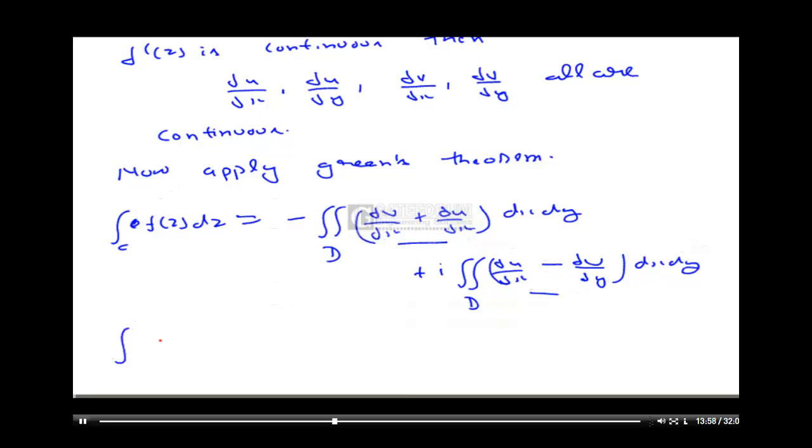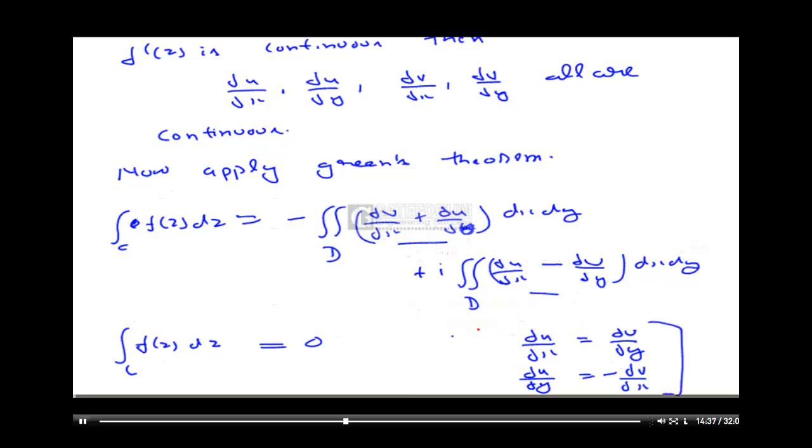So my integral of f(z) dz over C is equal to 0, because they satisfy the Cauchy-Riemann equations. On satisfying them, del u by del x is equal to del v by del y and del u by del y is equal to minus del v by del x. Due to this reason, the terms are getting cancelled off.